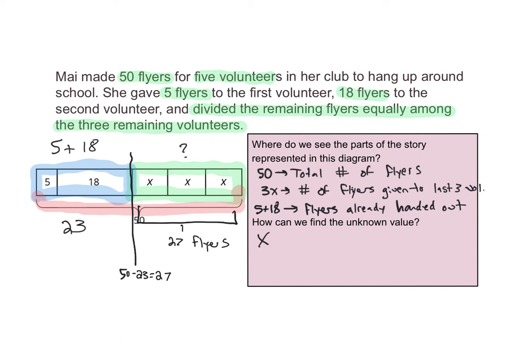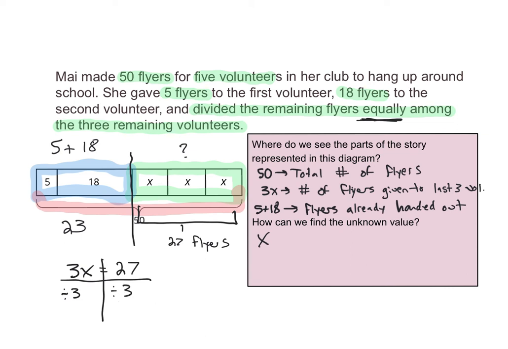So these remaining 3 volunteers were given a total of 27 flyers, and the word problem says that they were equally distributed. So if they're equally distributed, we can write ourselves a little equation. We have 3 x's, so we can say, well, 3x, and that equals 27 flyers. And then we can do some quick algebra. If I want to know what 1x is, I'll just divide each side by 3.